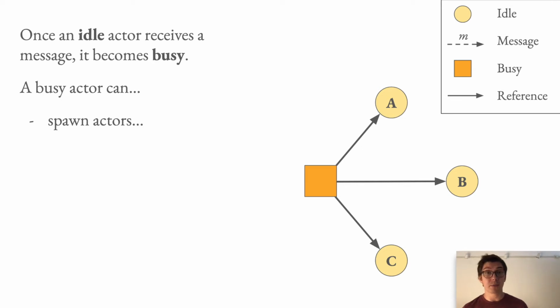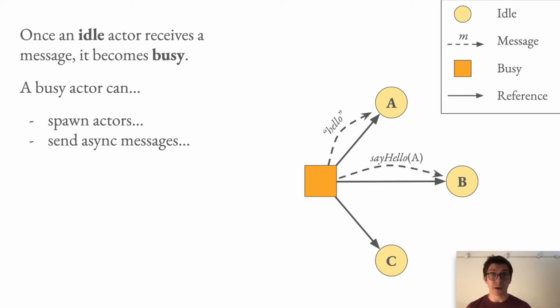Notice that this gives the parent a reference to the child, which allows it to send asynchronous messages to that child. And these messages can contain ordinary data like this hello text, but they can also contain references. Here the parent's sending B a reference to A and B receives it.